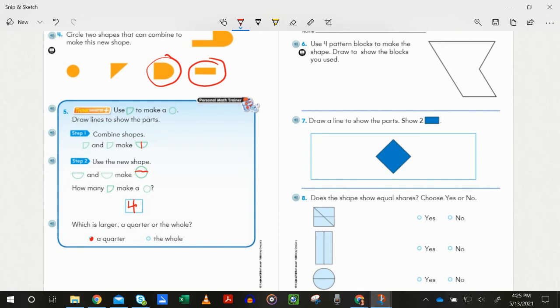Okay, looking at number 6. Now you might have put them in slightly different places, but altogether you should have 3 triangles and 1 rhombus. Okay, so I'm going to just put them right here. There's my rhombus at the bottom, and then 3 triangles to make the trapezoid. So you might have had it slightly different, but that is the correct answer. To have 3 triangles and 1 rhombus could build that shape.